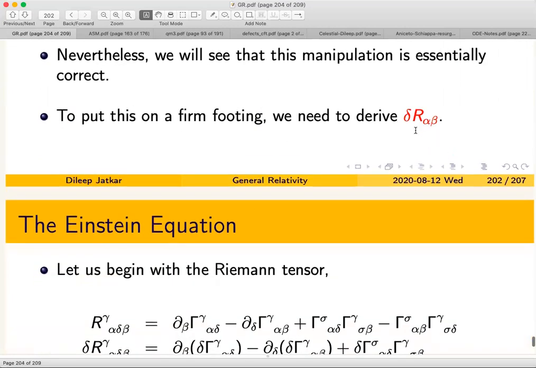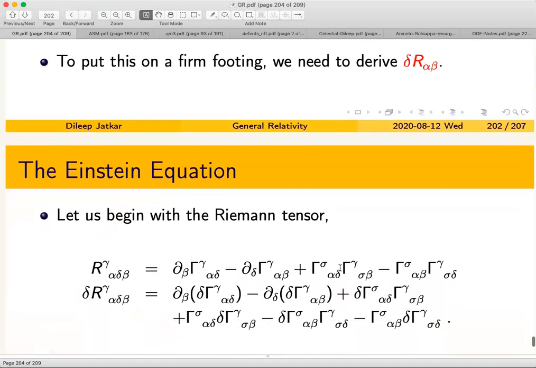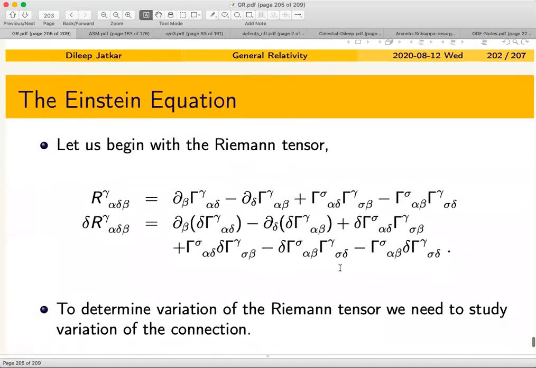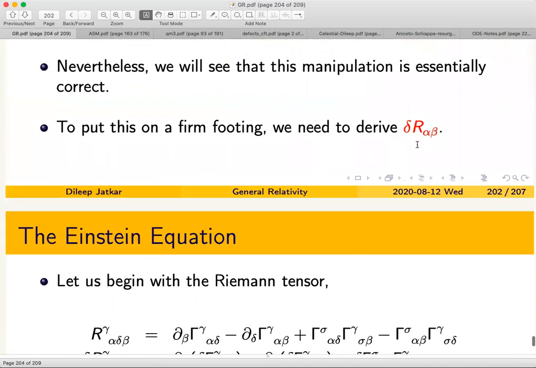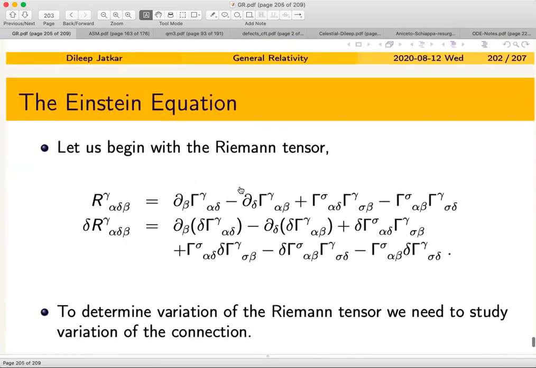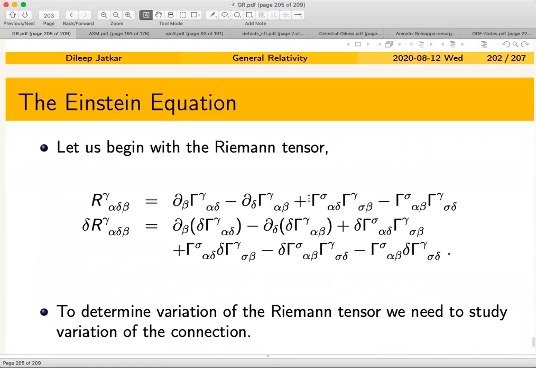So to study variation of R alpha beta, let's begin with the Riemann tensor. So here's a Riemann tensor. This expression is something you should by now know because of course I have rearranged the indices. They are not alpha, beta, gamma, delta in the way they were defined earlier, because I want to get alpha, beta as a free index. So that's what the Ricci tensor has. So we just manipulated it a bit. But yeah, you should know this formula by now.